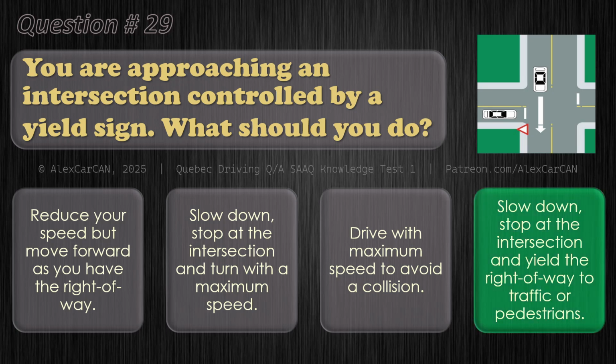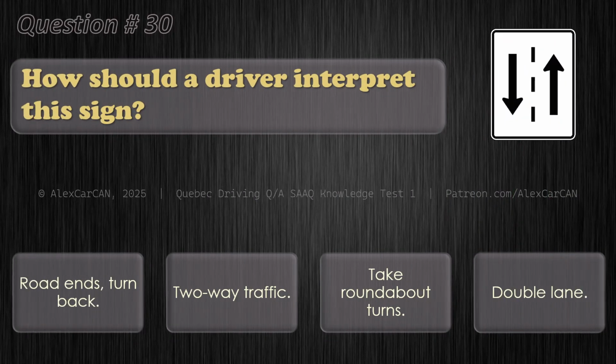The correct answer is slow down, stop at the intersection and yield the right of way to traffic or pedestrians. Question number 30. How should a driver interpret this sign? Road ends, turn back. Two-way traffic. Take roundabout turns. Double lane. The correct answer is two-way traffic.